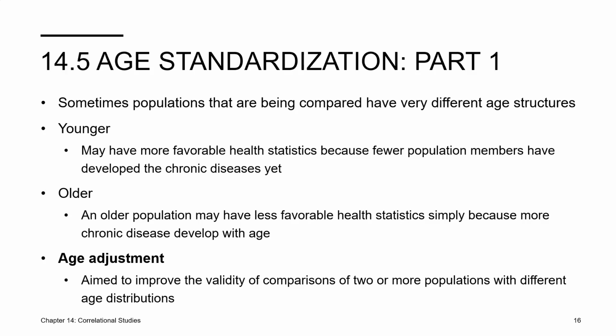In correlational studies, you may also use age standardization. Sometimes populations that are being compared are from very different age structures. So you may have a population that has younger groups that may have more favorable health statistics because fewer population members have developed chronic diseases yet, or they may have an older population with less favorable health statistics because of the chronic diseases that develop with age. And age adjustment is aimed to improve the validity of comparisons of two or more populations with different age distributions.